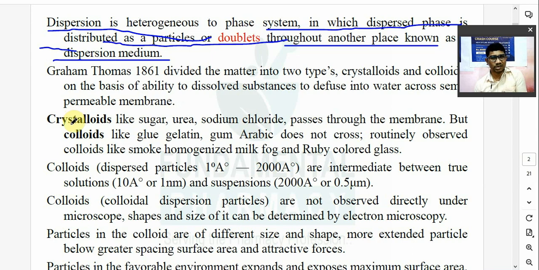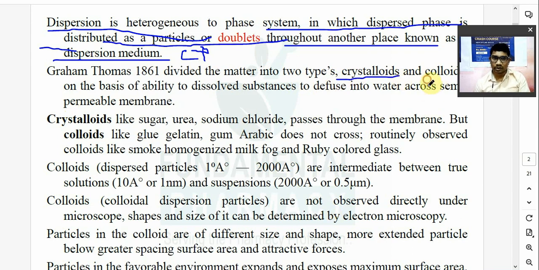Dispersion is a two-phase system in which the dispersed phase is distributed as particles or globules or droplets throughout the other phase, known as the dispersion medium, or also known as the continuous phase. Continuous phase, right? So this Graham Thomas, in 1861, divided matter into two types. The first is known as crystalloids and the second is known as colloids.